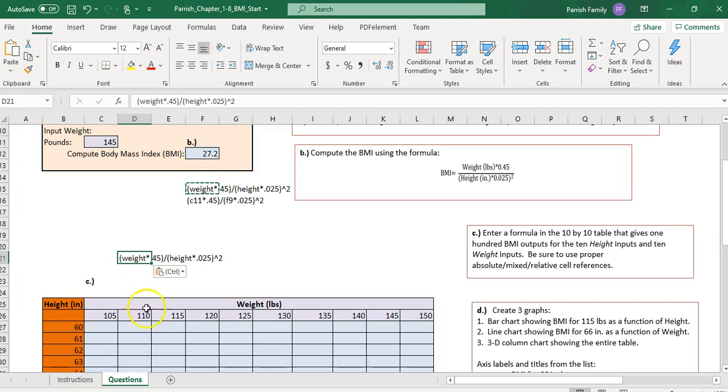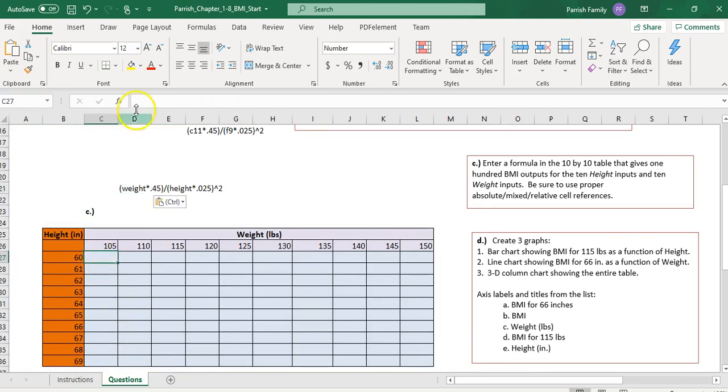Okay, so now let's look at this chart. We want to apply the same formula to this chart. Let's focus on this yellow cell right here. I want to use the formula that I have written right here, weight times 0.45, height times 0.025, caret 2, but on this cell. The weight for this cell is 105, located at C26. The height for this cell is the 60, located at B27. So I want you to type the formula using C26 and B27. C26 is our weight, and our height is B27.